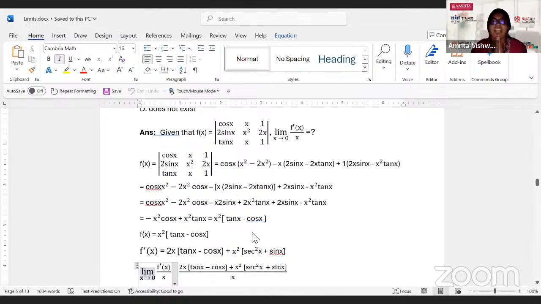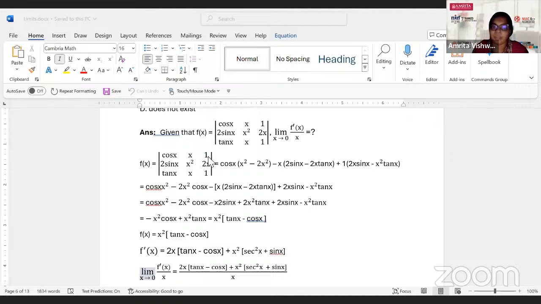So this is what I have initially. This is what is given. And I have to find out f dash of x by x. There is a limit also given. Limit x tends to 0. So you can solve it by any row or column substitution or anything. I've just done it regularly.